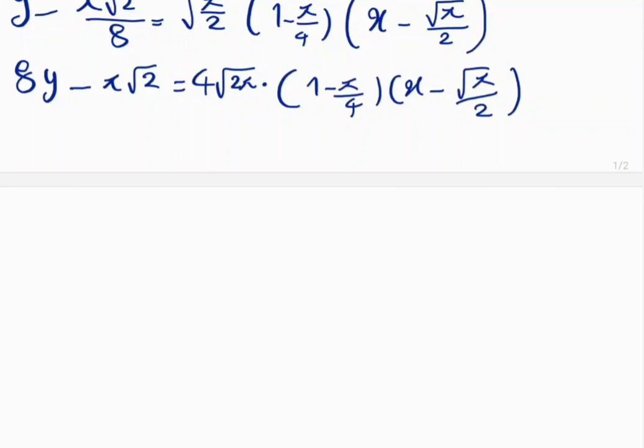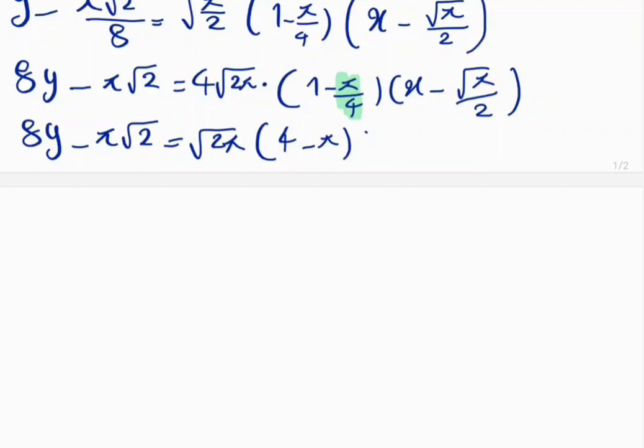So now, as you can see, here I have pi over 4. So I can now expand this. I can do 4 times 1 and 4 times minus pi over 4. So basically, multiply 4 by the first bracket. By doing that, I will get 8y minus pi root 2 is equal to root 2 pi times, so 4 times 1 is 4, 4 times minus pi over 4 is minus pi, times x minus root pi by 2.